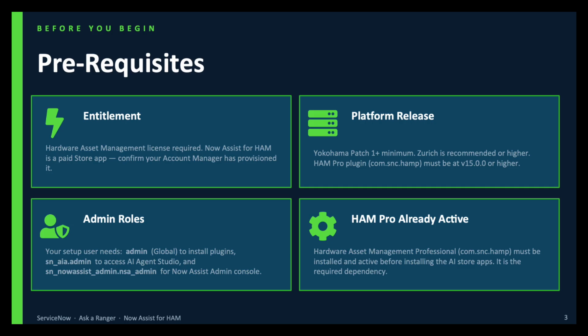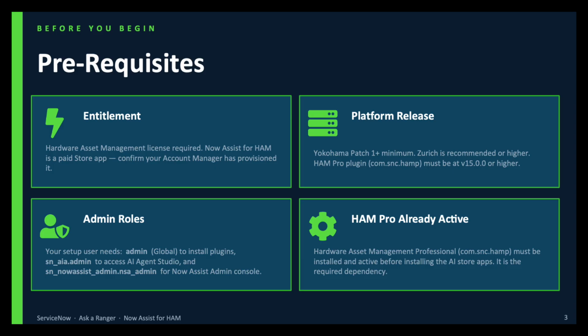So let's get into it. Before you begin, you're going to want to make sure that the 4 boxes are checked, and if any one of these boxes is missing, it's going to stop and it won't work. First, the entitlement, making sure that you're entitled for HAM. It's a licensable product, it's paid for, so you're going to want to make sure that you are licensed for both HAM as well as Now Assist for HAM. Those are both paid products. You can confirm with your account manager if you're provisioned for it.